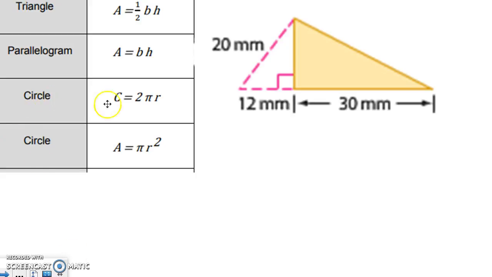These are the shapes we really are focusing on: triangles, parallelograms, a square and a rectangle. There are also parallelograms, and circles. That's really it. And so you guys have learned these three formulas. We're not doing circumference today, but you have learned these three formulas before.